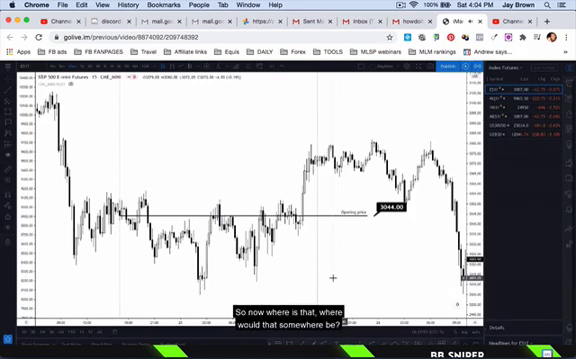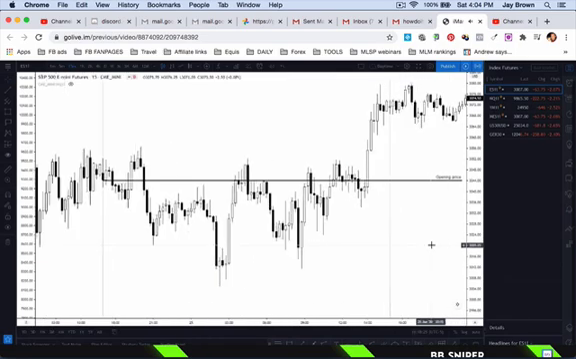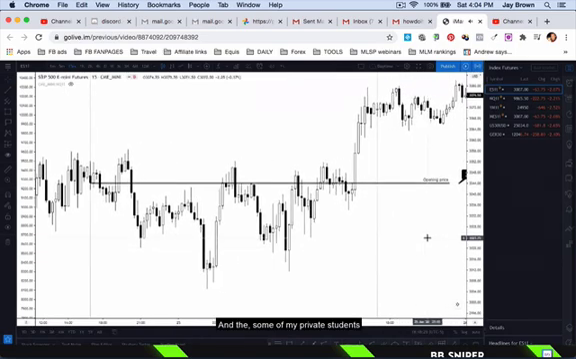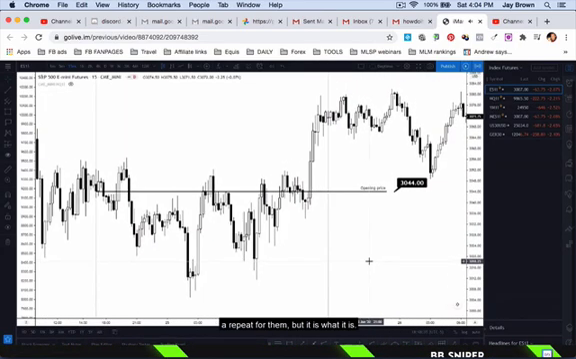Okay, so where would that somewhere be? We have to use other smart money concepts like time and price and things like imbalances, institutional candles, and stuff like that. But it starts with anticipating what that day is going to be. With this setup in here, this is what I had anticipated. Some of my private students already know what I'm going to talk about, so it might be a bit of a repeat for them, but it is what it is.